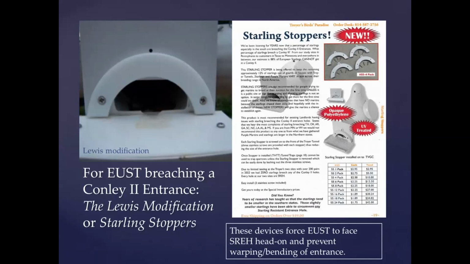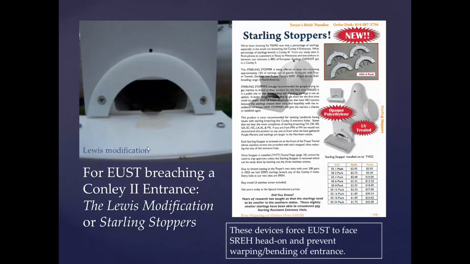So one of them is called the Lewis modification. And this was invented by a man, I believe he is in Georgia. His last name was Lewis. I can't remember the rest of his name. Sorry if he's out there or if y'all know him personally, I apologize. But what it does is it takes a thing called a WEP, which is a wing entrapment plate. And the PMCA sells these things. And you put it over the top part of the Conley 2.